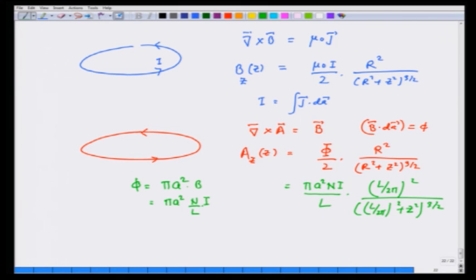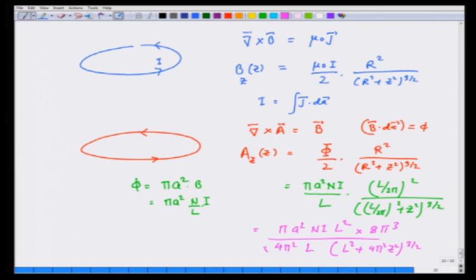I must add here that I think the answers that we have given in the assignments are missing a factor of pi square or something. Please check that. So, let us just work it out and see what it comes out to be. It comes out to be pi A square n I L square over 4 pi square L times L square plus 4 pi square z square raised to 3 by 2 times 8 pi cubed.